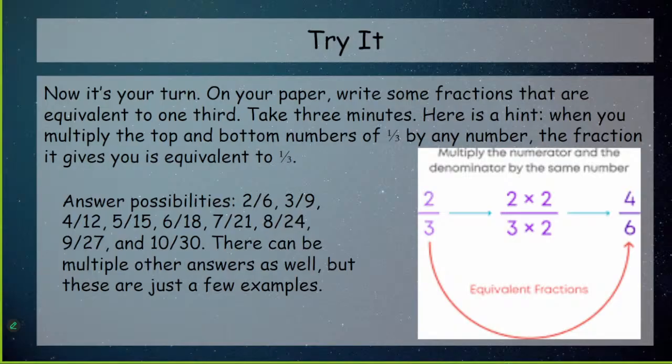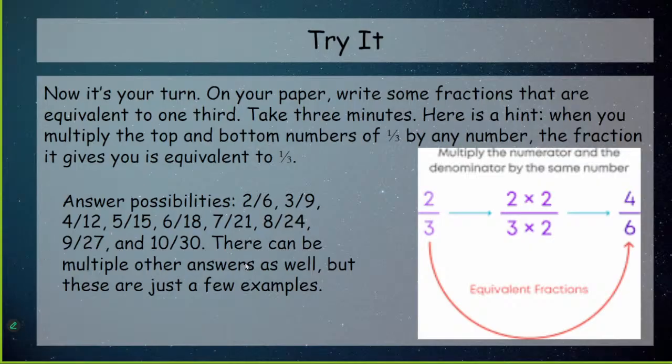Now we have 6 over 18. If we multiply the top by 6 and the bottom by 6, we're talking about the 1/3 here, by the way. 1 times 6 equals 6, and 3 times 6 equals 18. That makes 6 over 18, which is equivalent to 1/3. Now for 7 over 21. 1 times 7 equals 7, and 3 times 7 equals 21. That means 7 over 21 is equal to 1/3.